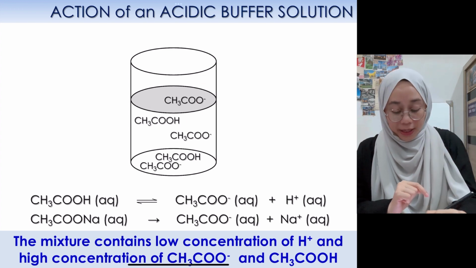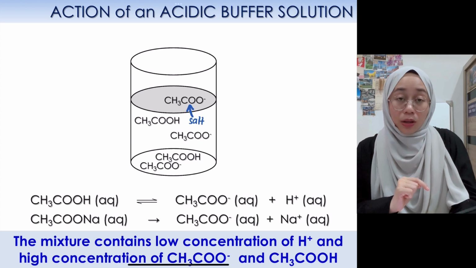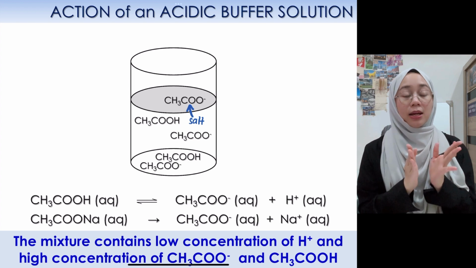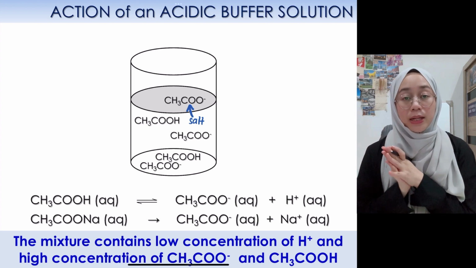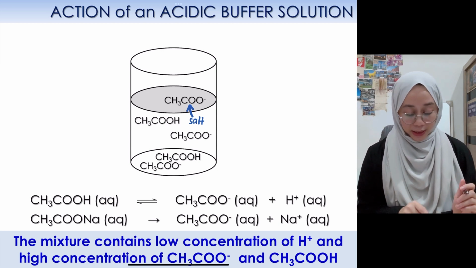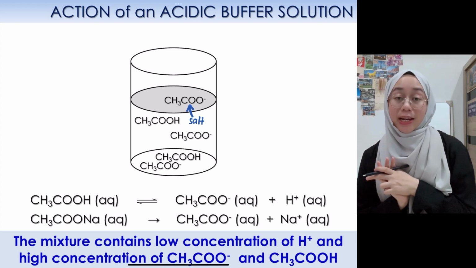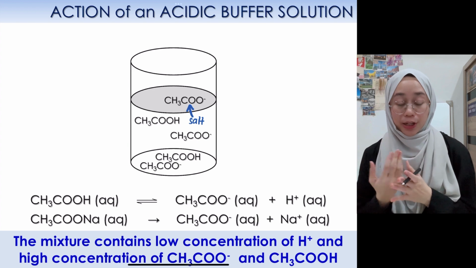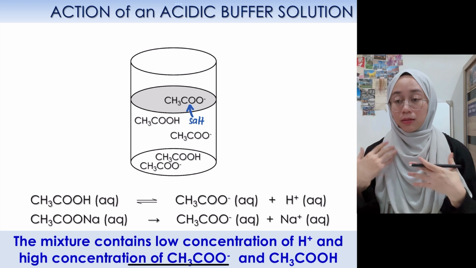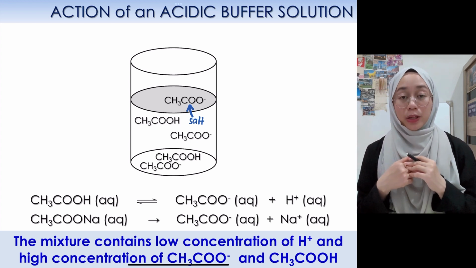So CH3COO minus ni specifically adakah dia datang daripada weak acid? Tak, mostly datang daripada salt. Okay, so keep in your mind ada dua benda, kita punya weak acid and also CH3COO minus ataupun kita panggil sebagai salt ataupun conjugate base lah. Okay, so this mixture here class, it contains a low concentration of H plus and a high concentration of CH3COO minus and also CH3COOH macam yang Miss berterangkan tadi sebenarnya. Okay, low concentration of H plus because kita punya weak acid partially dissociate. So sikit je H plus yang terrelease oleh kita punya weak acid.